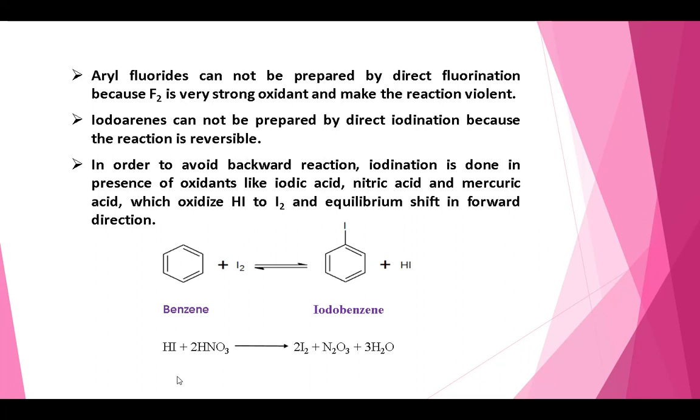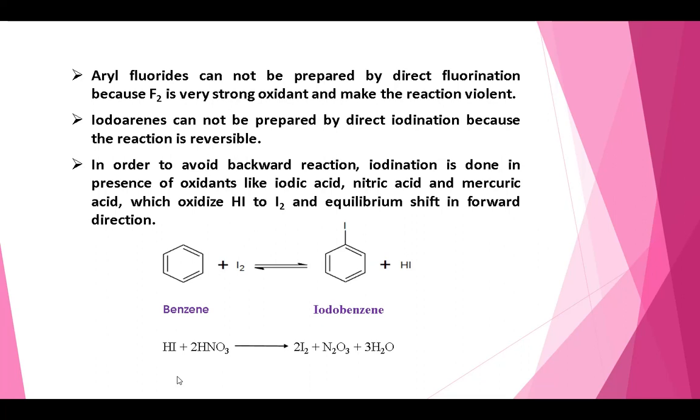Aryl fluorides cannot be prepared by direct fluorination because F2 is a very strong oxidant, which makes the reaction violent. And iodoarenes cannot be prepared by direct iodination because the reaction is reversible. In order to avoid backward reaction, in case of iodoarenes, iodination is done in presence of oxidants, like iodic acid, nitric acid and mercuric acid.